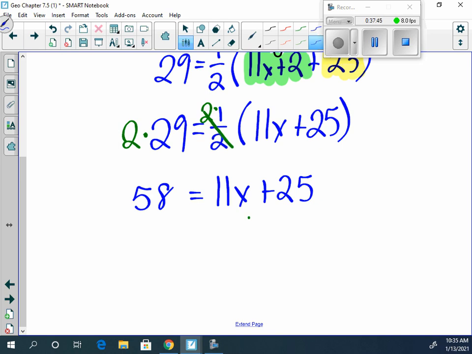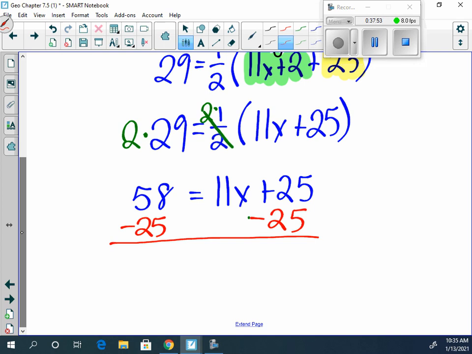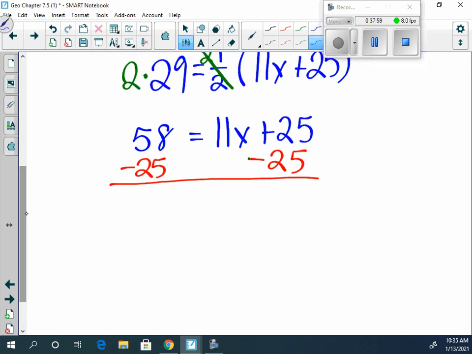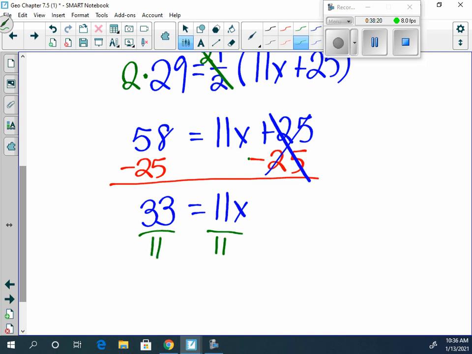Now we can subtract 25 from both sides. And when we subtract 25 from both sides, 25 minus 25 is 0. 58 minus 25 is 33. And then we divide by 11, which tells us x is equal to what? And that's all we were looking for.